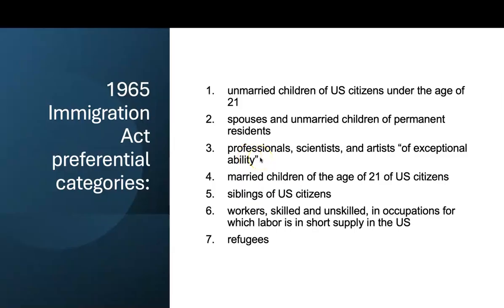Number 3 relates to Cold War and labor needs: professionals, scientists, and artists of exceptional ability. That's to say, we wanted to attract the, quote, best and brightest from other countries to our country rather than the Soviet Union. Number 4 is obviously family reunification, married children over the age of 21 of U.S. citizens, so you have the children and their spouses. Number 5, siblings of U.S. citizens abroad. Number 6 is labor: workers, skilled and unskilled, in occupations for which labor is in short supply in the United States. And 7 is definitely Cold War: refugees, those escaping political persecution from communist countries. Well, you're welcome to come to the United States as refugees. Again, Cold War context is inescapable for that one.